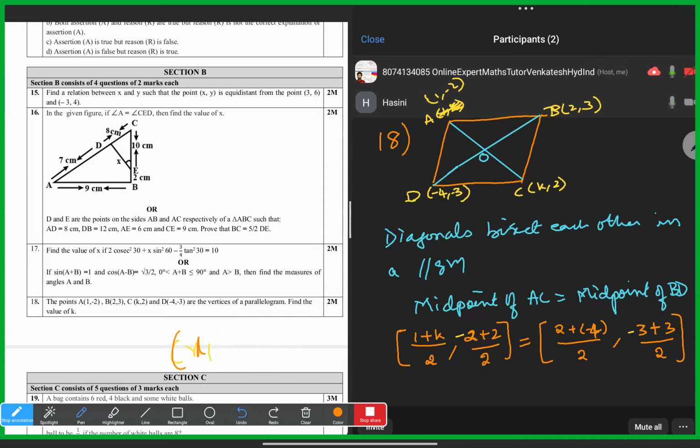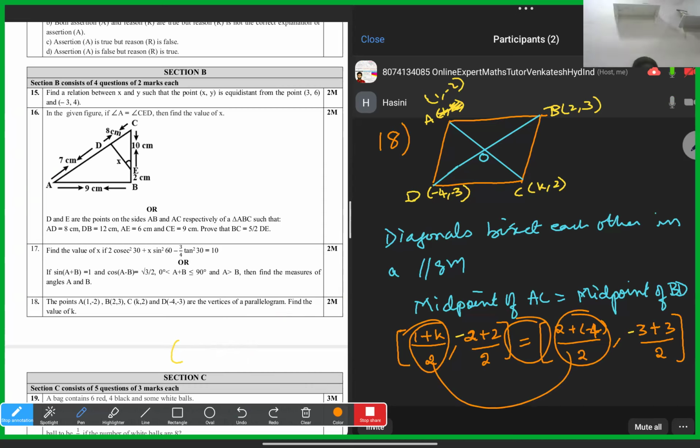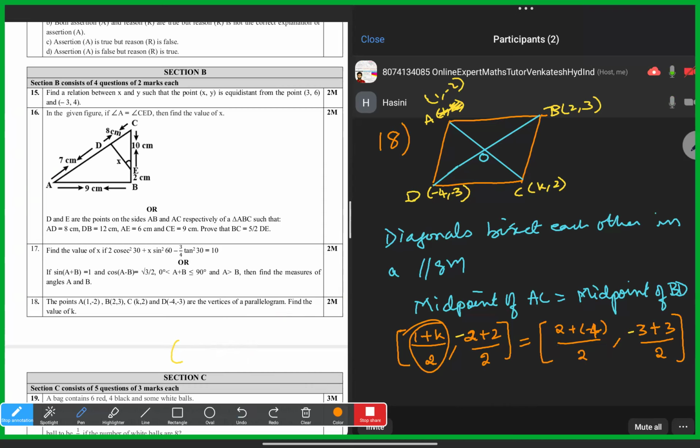So like that here we are equating the x coordinates. This is the x coordinate in the left hand side. This is the x coordinate in the right hand side. Both of them we are equating because those two are equal. That is the reason. The y coordinates are anyway equal, Hasni, because there is no variable in the y coordinates. So since k we require, we have to equate the x coordinates. If k is there in the y, then we equate those as per that.